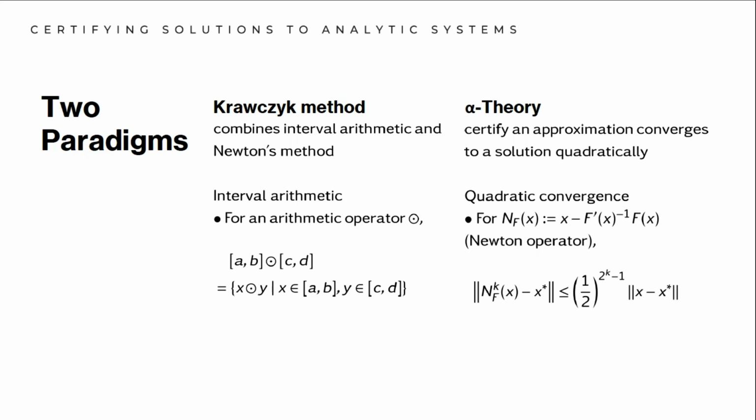And alpha theory is the well-known Smale's alpha theory. It certifies whether the given approximation converges quadratically to the actual root or not. Let me tell you what quadratic convergence is. We first define the Newton operator, and then we can apply this Newton operator multiple times. If the kth iteration of the Newton operator satisfies this inequality, then we say that the given approximation x converges to x star quadratically. In this case, we call x an approximate solution for x star.